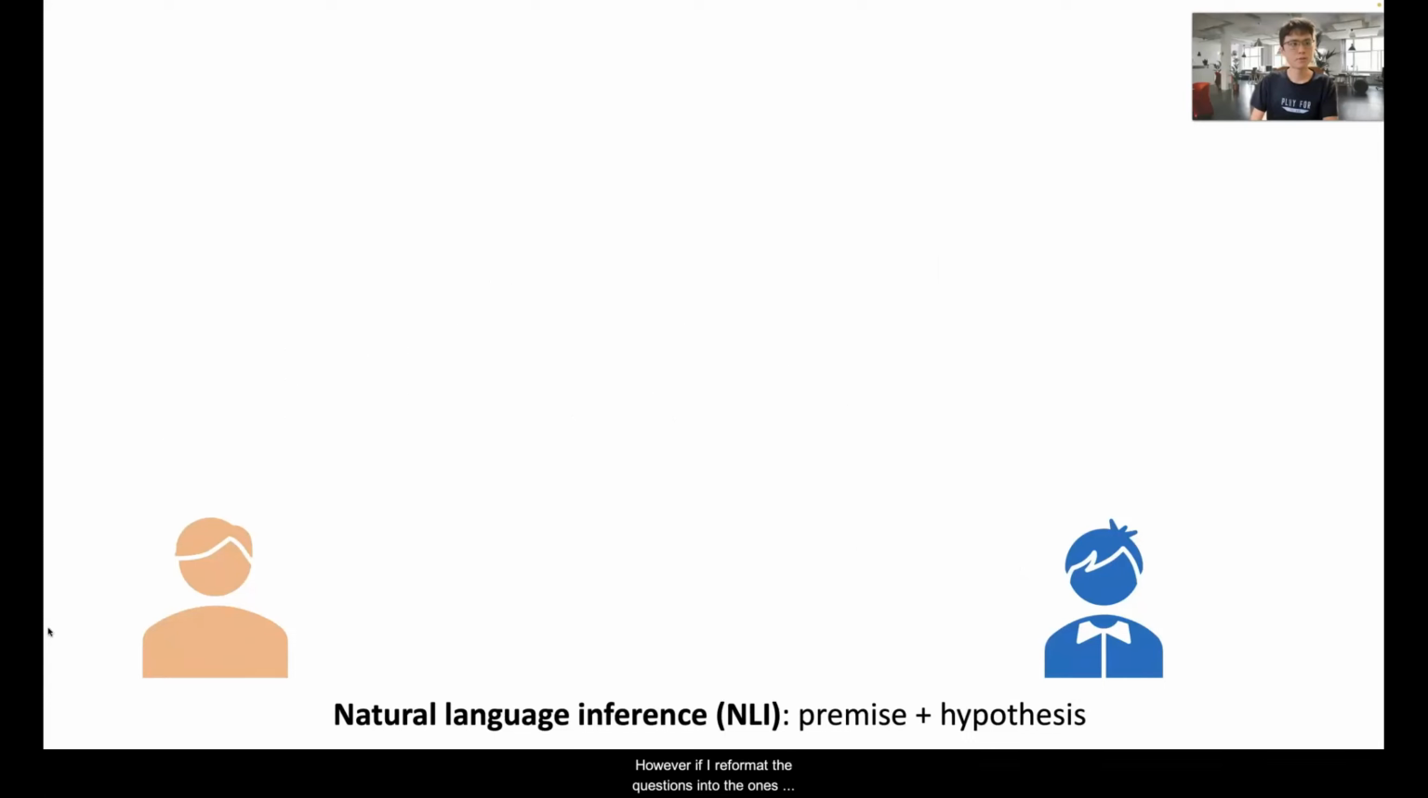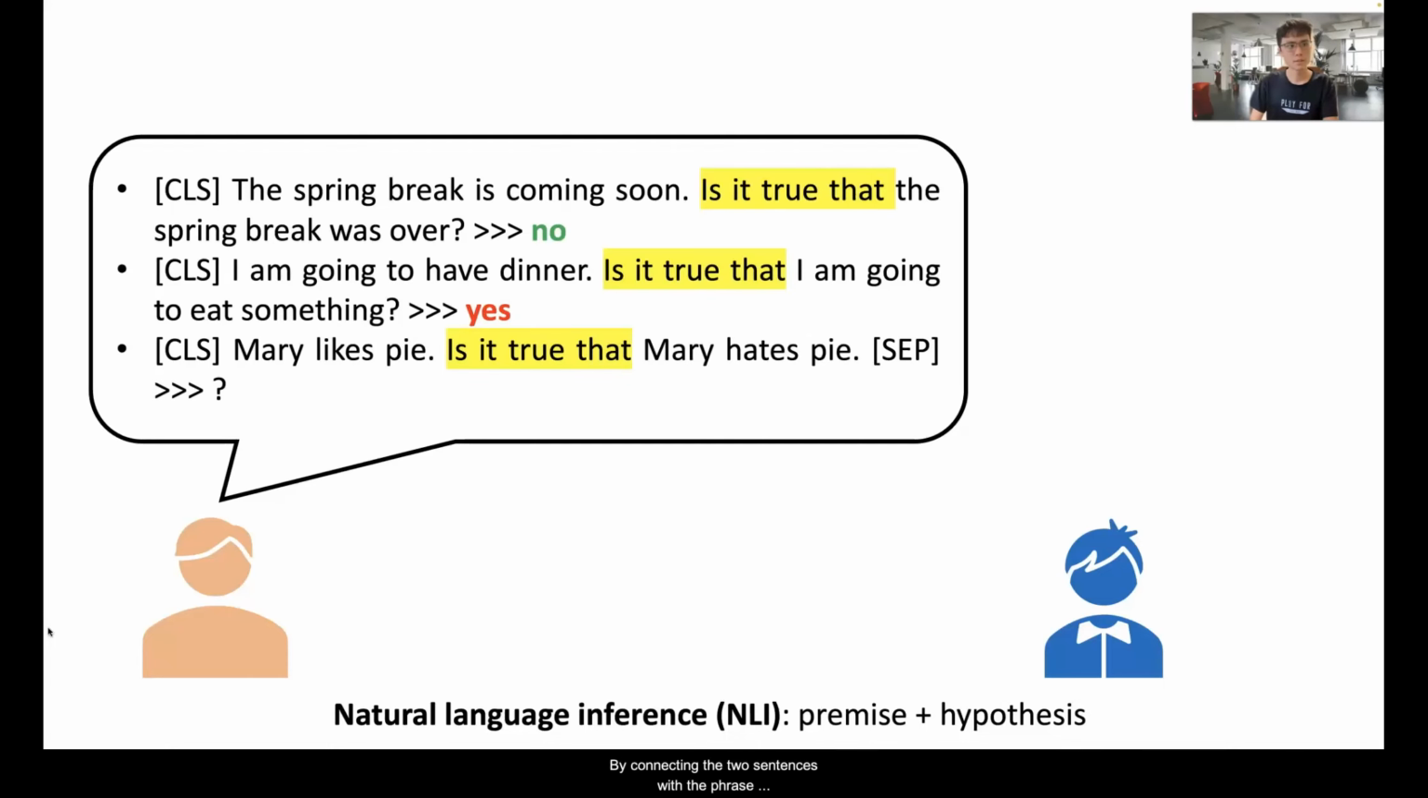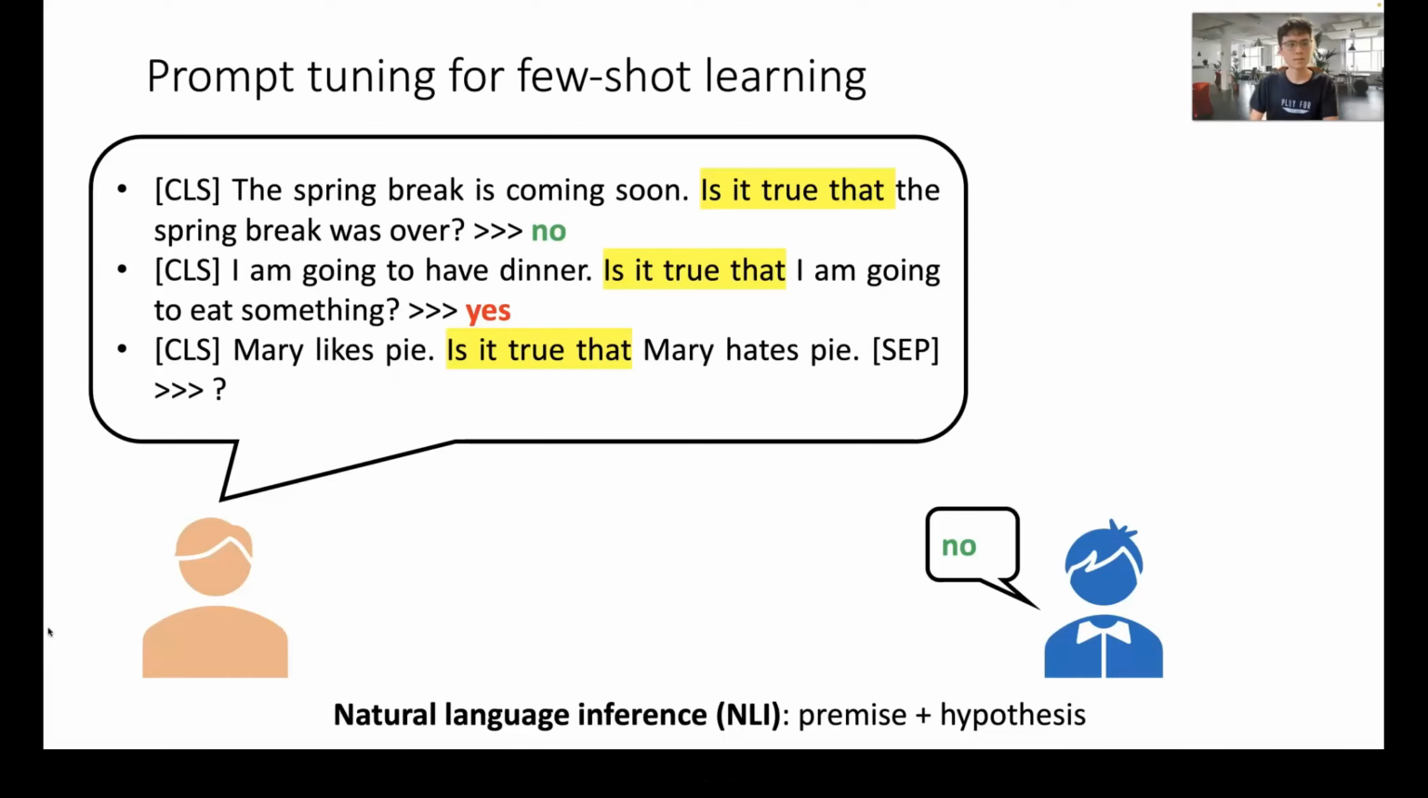However, if I reformat the questions into the ones shown on this page, by connecting the 2 sentences with the phrase "Is it true that?" and changing the labels from numbers into yes or no, then humans should be able to perform the task, since we can better understand what this task is about. This is the key idea of prompt tuning.